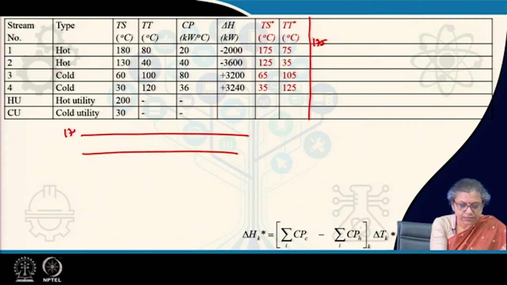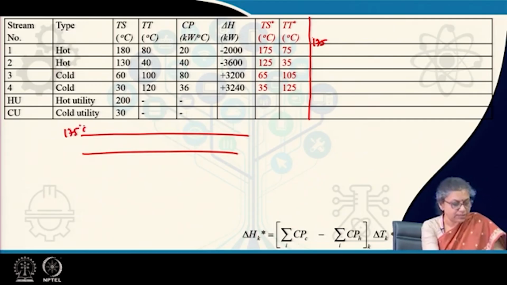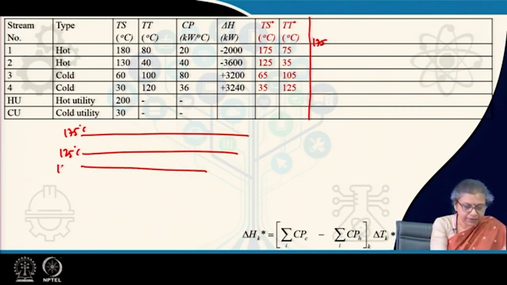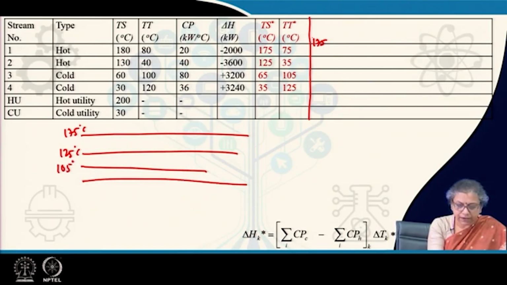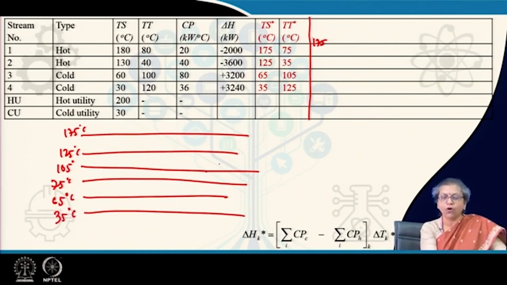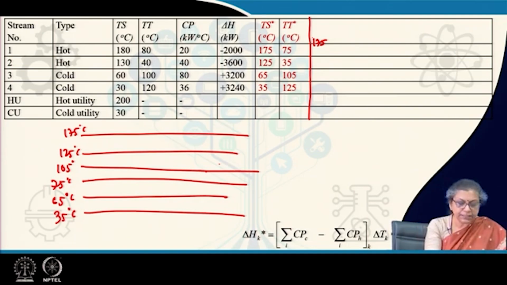So therefore the first start temperature should be 175, after this it should be 125, then it should be 105, then after that it should be 75, then it should be 65, then it should be 35. So I have just drawn all the intervals in this particular case. Now in each particular interval, what is the delta Tk for each interval?